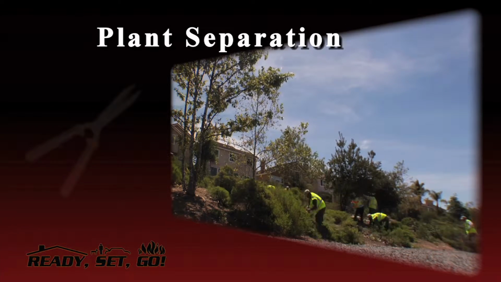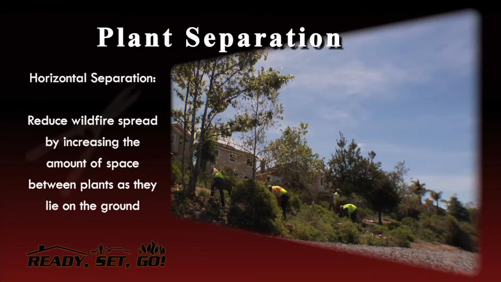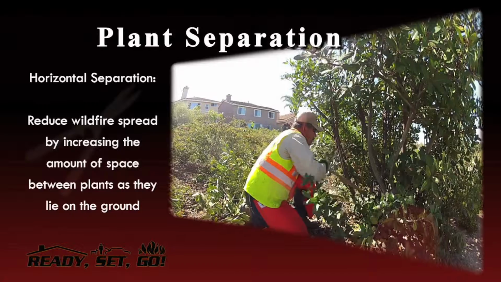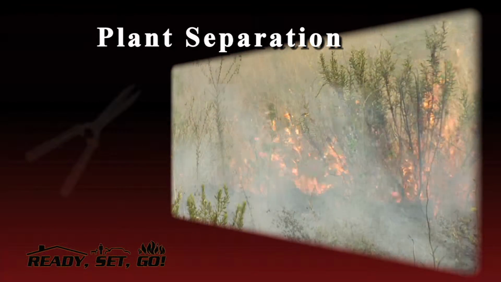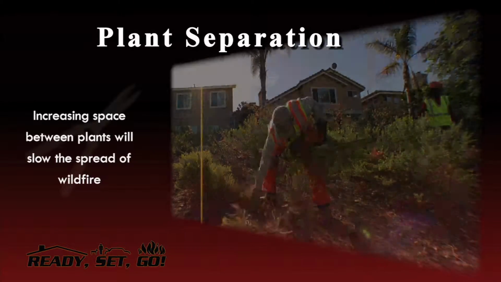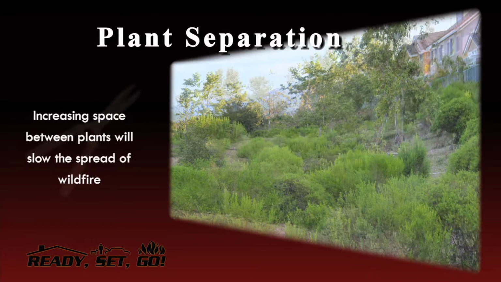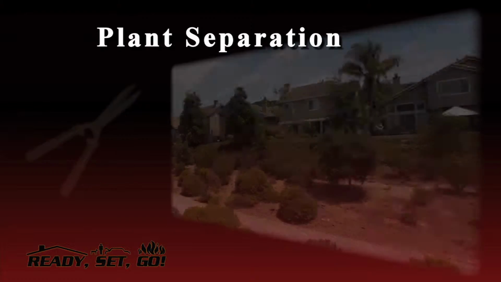The primary goal of horizontal separation is to reduce wildfire spread by increasing the amount of space between plants or groups of plants as they lie on the ground. Wildfire spreads faster when plant material is close together. Separating vegetation horizontally by increasing the amount of space between individual plants or plant groups will slow the spread of fire and reduce its intensity.